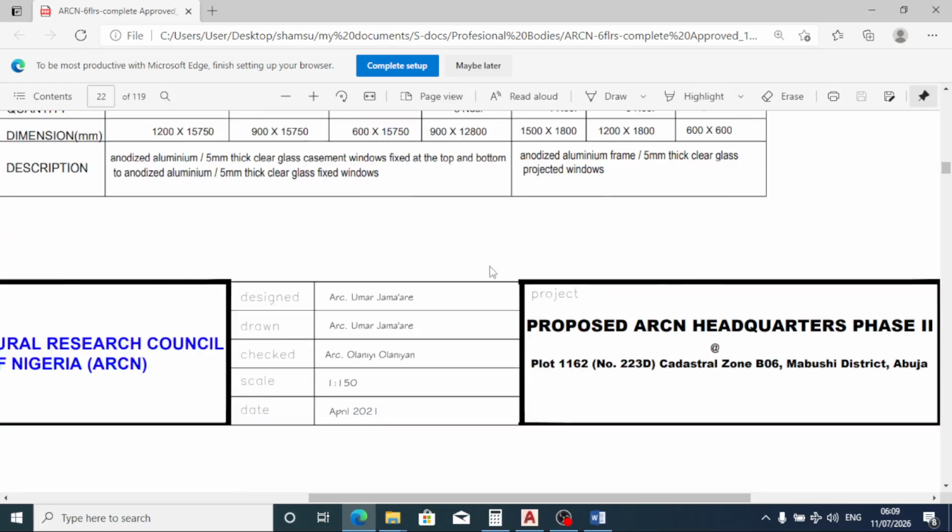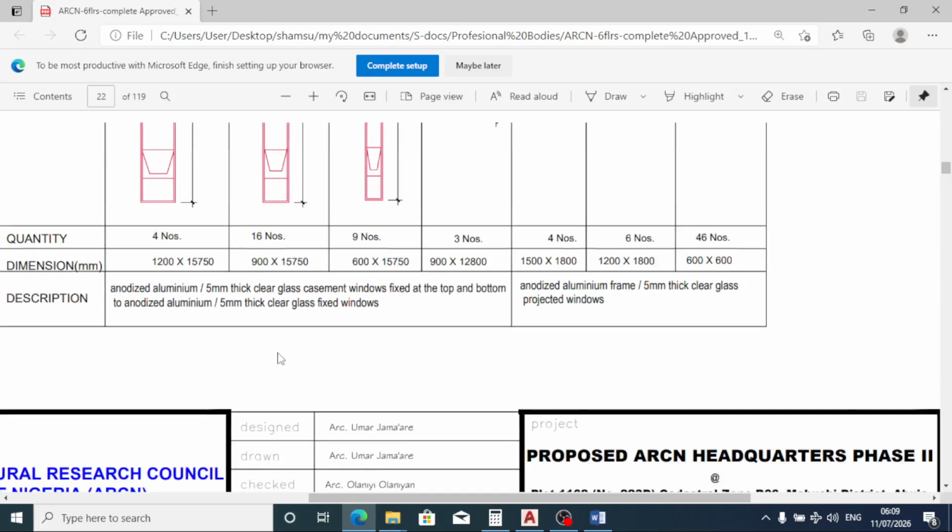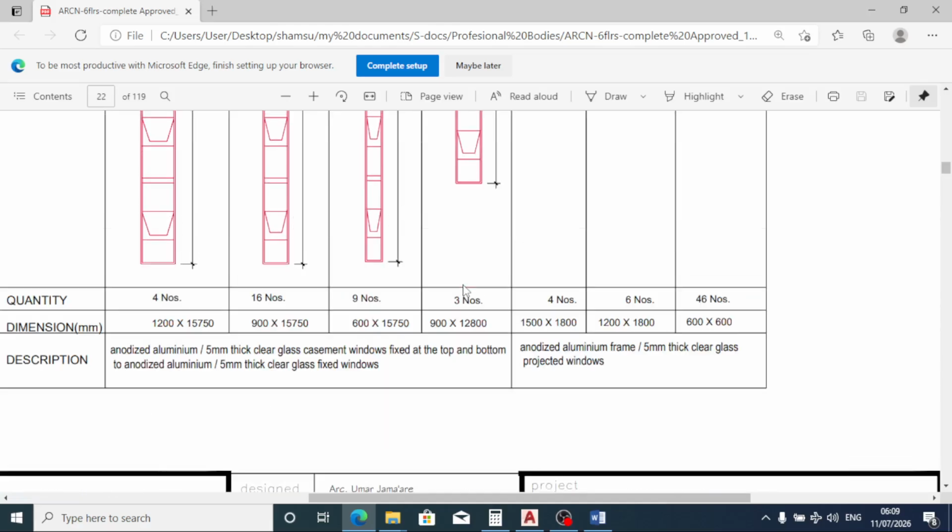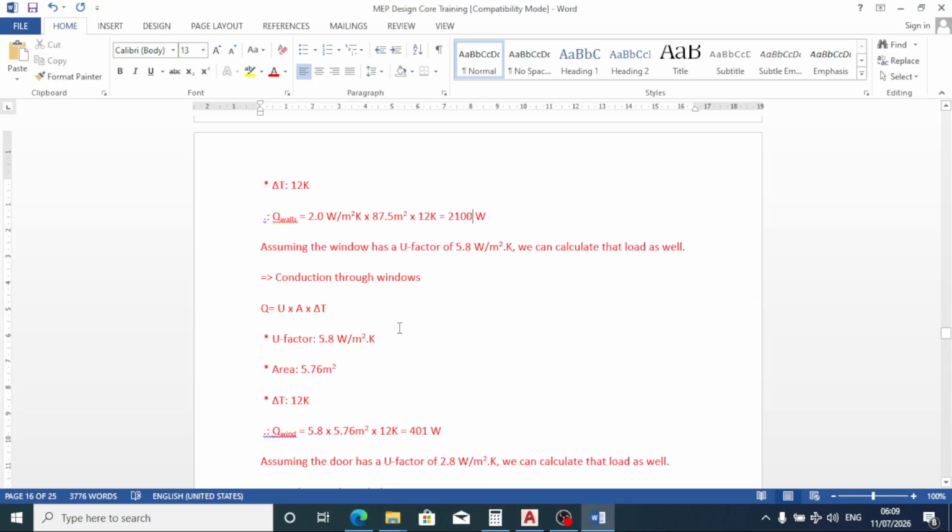So you can see this is a window schedule. In our own case, as usual, we have to assume, since we don't have these details, like I said, the right course of action is to contact the architect so as to know the kind of material. But for the purpose of this training, we are just going to assume. So let's assume it's an ordinary glass.